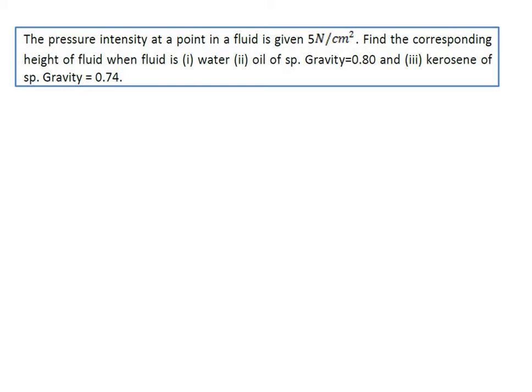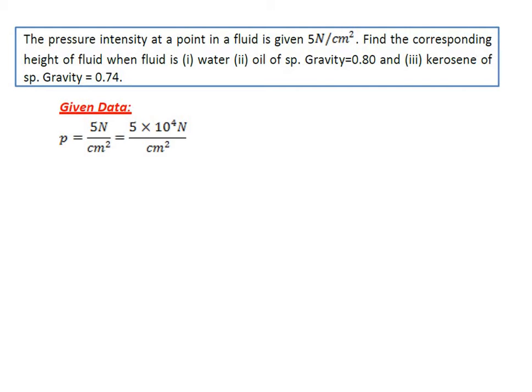Now consider the first numerical. The pressure intensity at a point in a fluid is given as 5 Newton per centimeter square. Find the corresponding height of fluid when the fluid is first water, second oil with specific gravity of 0.80, and third kerosene with specific gravity of 0.74. What is the specific gravity of water? Specific gravity of water is 1. Why is it 1? Because specific gravity is the ratio of the density of a fluid to the density of a standard fluid, and here the standard fluid we consider is water, and that's why the specific gravity of water is equal to 1.